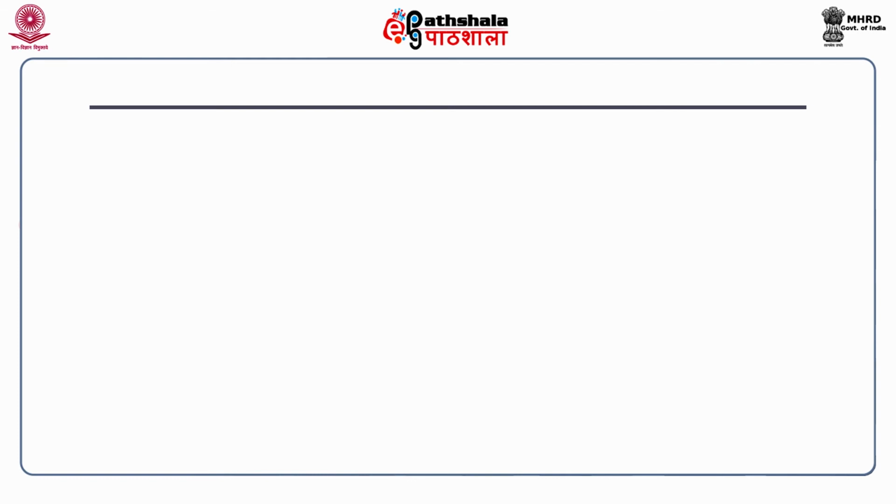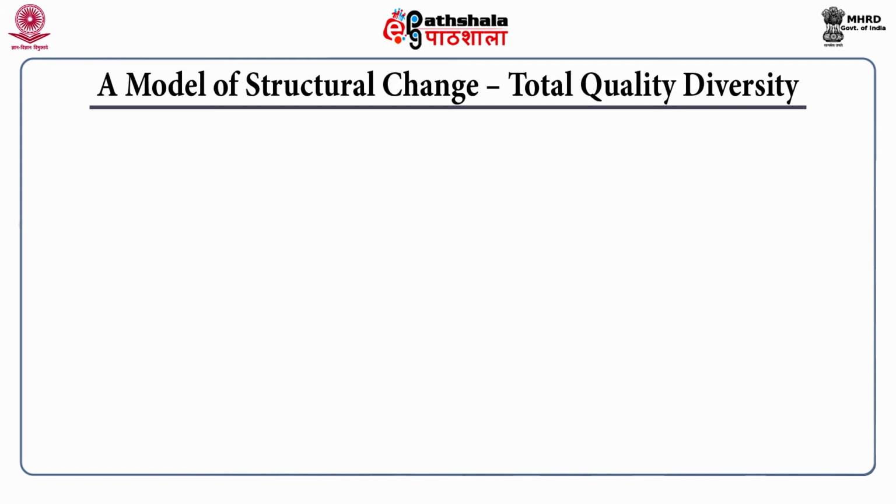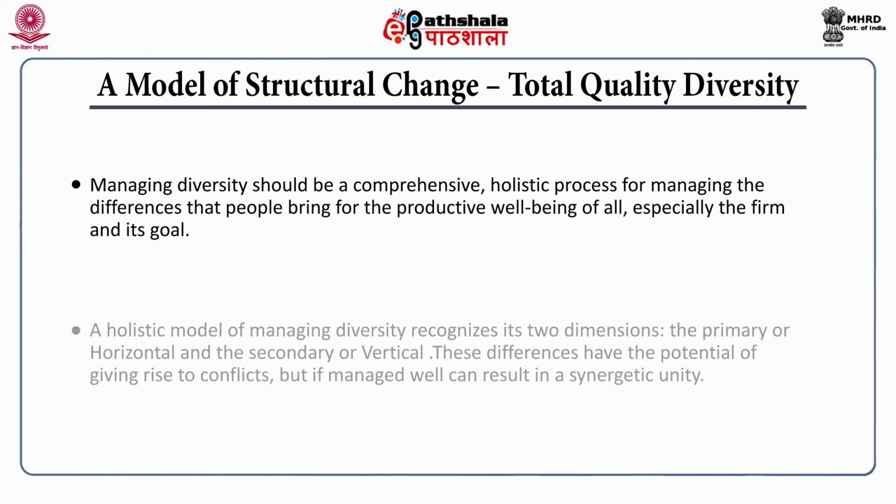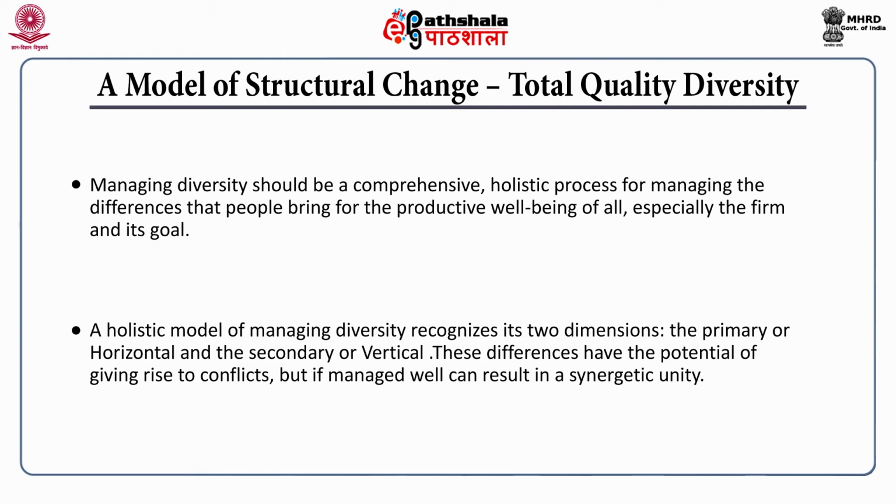Now let us understand the model of structural change for total quality diversity. Managing diversity should be a comprehensive, holistic process for managing the differences that people bring, for the productive well-being of all, especially the firm and its goal. A holistic model of managing diversity recognizes its two dimensions, that is, the primary or horizontal and the secondary or vertical. These differences have the potential of giving rise to conflicts, but if managed well can result in a synergistic unity.